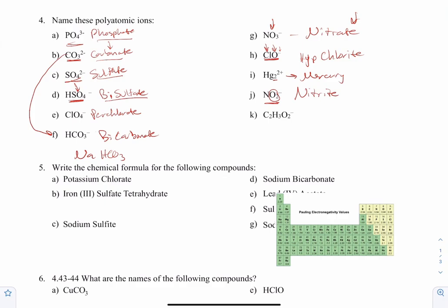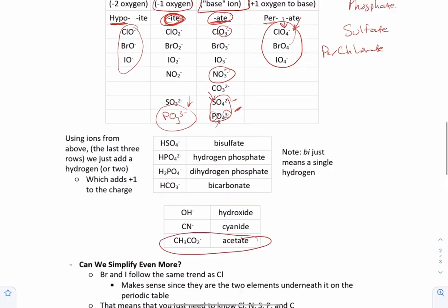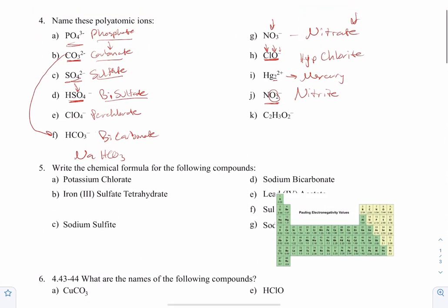All right, last one. This one does not follow the same patterns, so you just have to memorize it. This is called acetate. You'll see it written differently. Sometimes you'll see it written as H3CCOO minus, or C2H3O2 or something like that. It's kind of funky sometimes how they write it, but just remember there are 2 carbons, 3 hydrogens, and 2 oxygens, and then it's a minus 1 charge. So this is acetate.